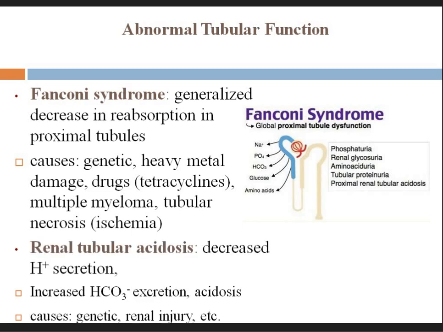Renal tubular acidosis: when there is decreased hydrogen secretion, there will be increased bicarbonate excretion and acidosis. Now, someone asked me why there is increased bicarbonate excretion when bicarbonate is being reabsorbed at various places of the tubules. Whenever the reabsorption of bicarbonate is hindered, it will be excreted, to maintain the pH. So in renal tubular acidosis, there will be increased bicarbonate excretion and acidosis due to decreased hydrogen ion secretion.